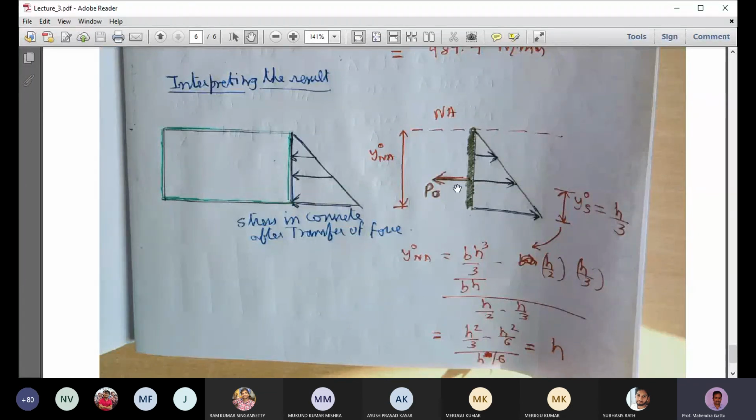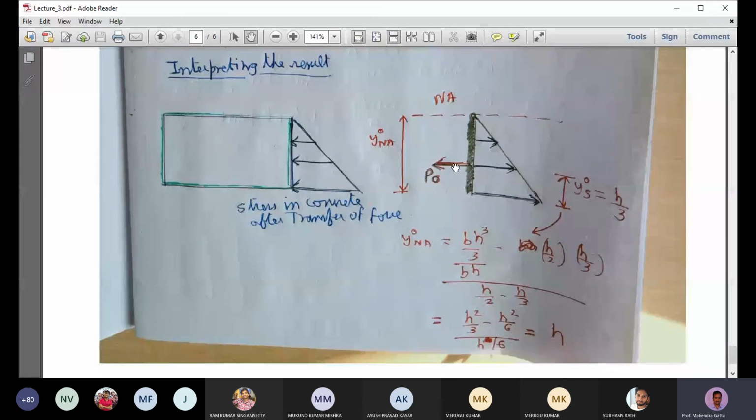So for this specific problem, P naught is lying at 100 millimeters from the bottom. The height of this is 300 millimeters. So it is lying at 1/3 of the height. So y naught S is h by 3. Since the tendon force is acting at 1/3 the height, the top fiber has zero stress, and the bottom fiber has the maximum compressive stress.